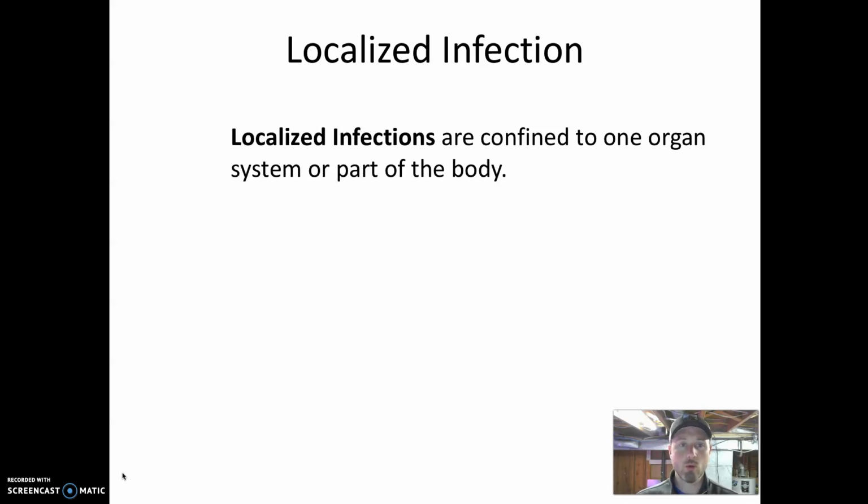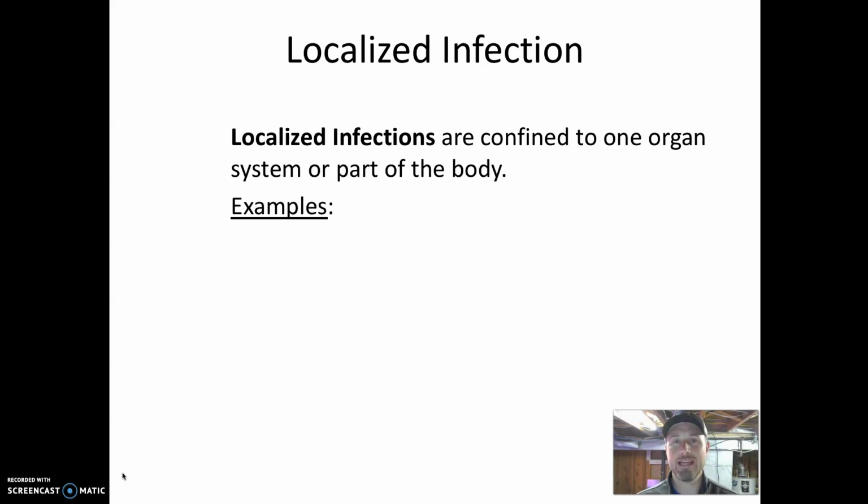So patterns of infection. Let's start with something we call a localized infection. All right, so what's a localized infection? Localized infections are confined to one organ system or part of the body. And when we say confined, we mean the microbe that is causing the infection, the bacteria or the virus, is confined to that one part of the body. So we find the microbe in a single place.